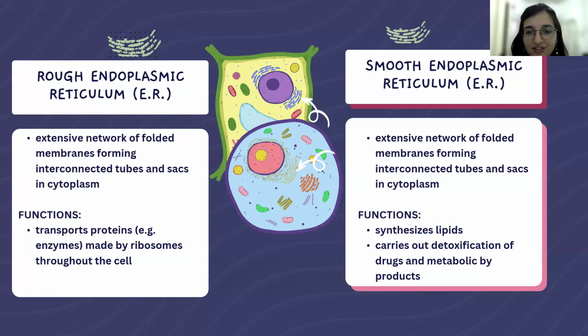Any dangerous or toxic substance is made less toxic. So it's detoxified so that it's less harmful to the cell or not harmful at all to the cell. So those chemicals or molecules that are toxic would be detoxified because of the smooth endoplasmic reticulum.